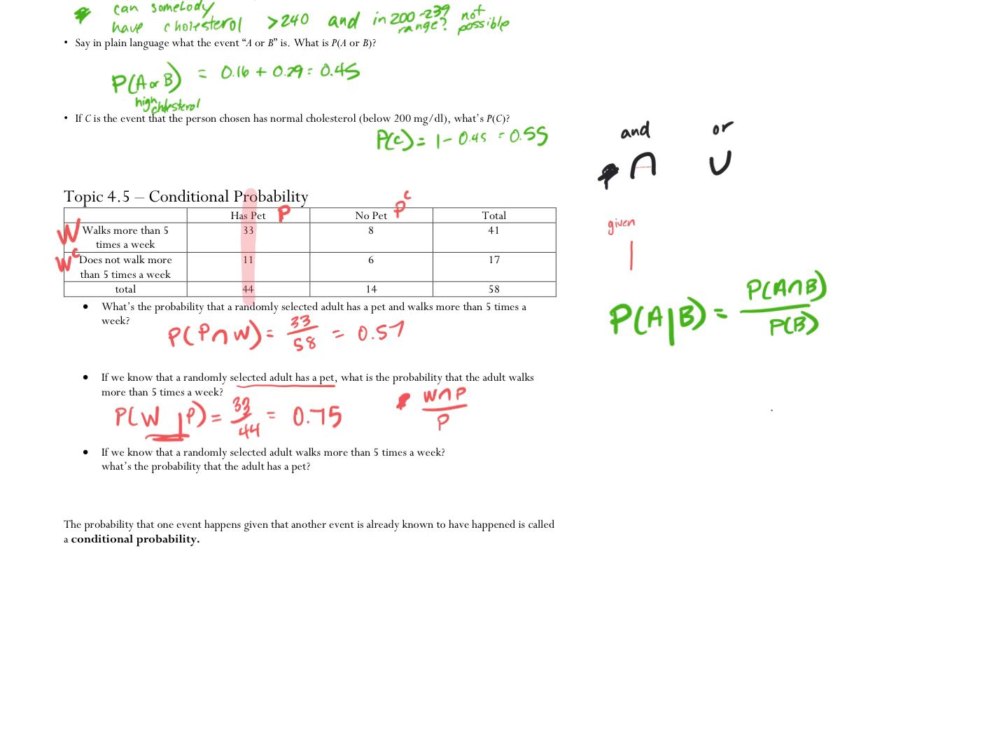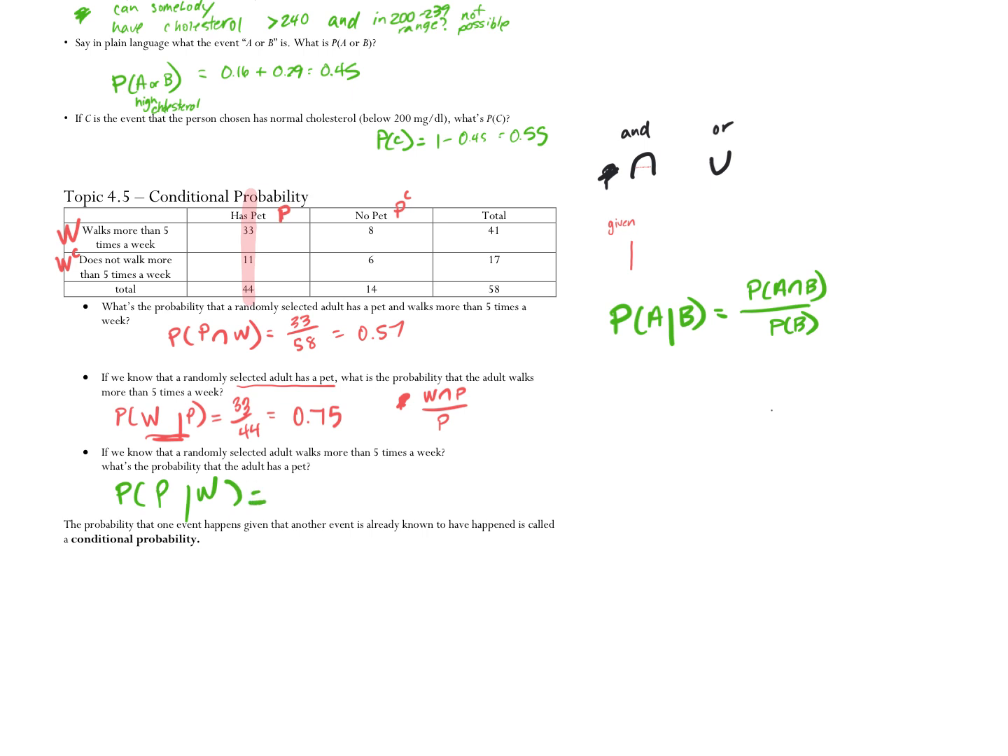Like I said, you're going to have this formula on the formula sheet. So now if I'm looking at, say, this next one, we know a randomly selected adult walks more than 5 times a week. So we're doing the probability, given that they do all that walking, what is the probability that they have a pet?